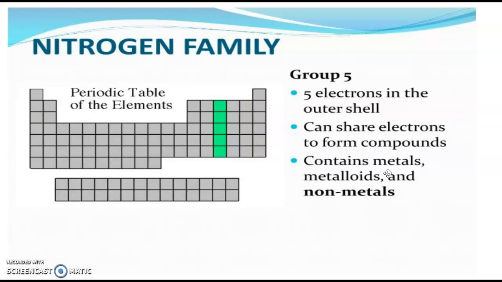Carbon is a non-metal. And next one is the nitrogen family. They have 5 electrons in the outer shell, which is pentavalent in nature. Sometimes it forms 3 bond pairs and 1 lone pair of electrons. They can share electrons to form compounds. They also contain metals, metalloids and non-metals.